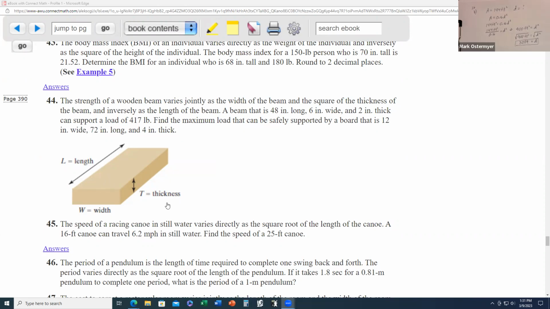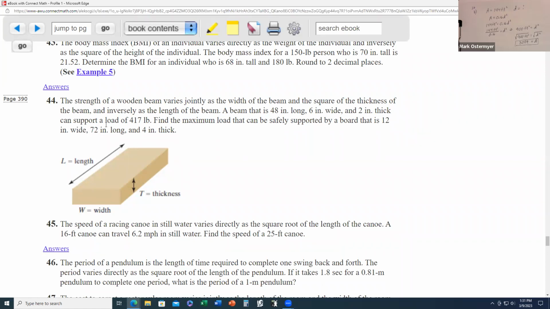Notice we do have our variables here. I want you to keep these variables: L for length, W for width, T for thickness. The first thing you have to do, ladies and gentlemen, is write the appropriate variation that addresses what's being read here. Then you're going to have to use the data that's given to solve for K, and then you can answer the question. All right, go ahead and work on that problem.